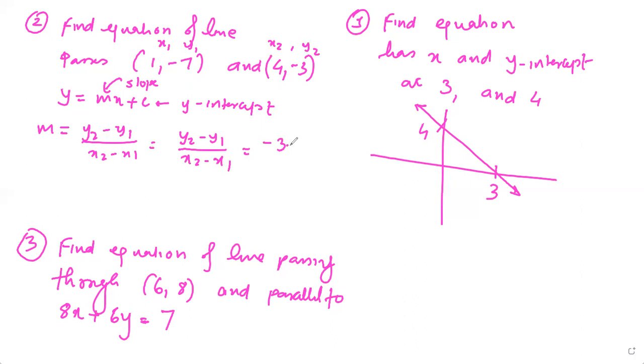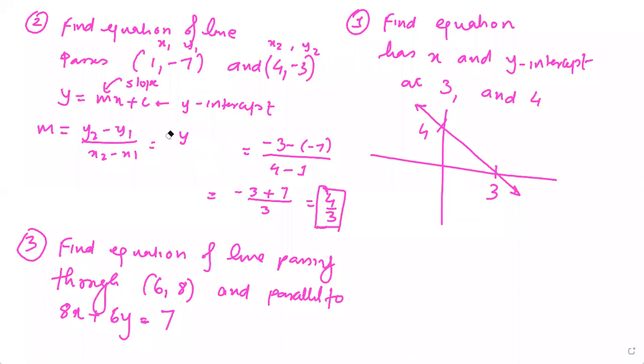So (-3 - (-7)) over (4 - 1). This becomes (-3 + 7) over 3, which simplifies to 4 over 3. So the slope of this line is 4/3. Our next step, once I found the slope, is to find the y-intercept, that's nothing but the c value. I'm going to use one of the coordinates on the line, for example (1, -7) or (4, -3). I'm just using (4, -3).